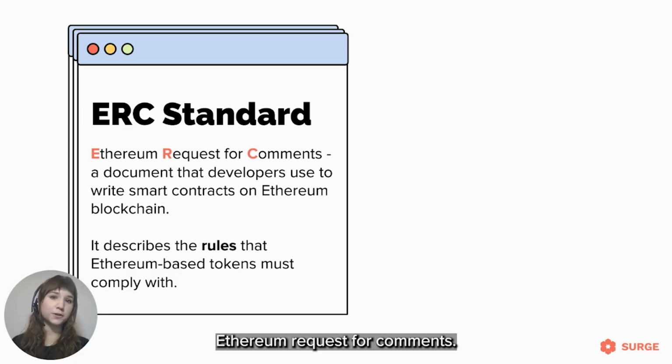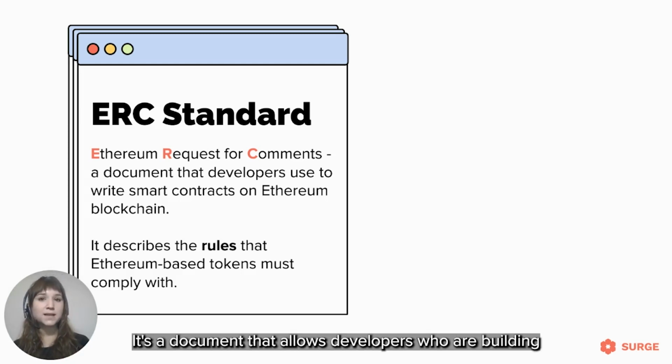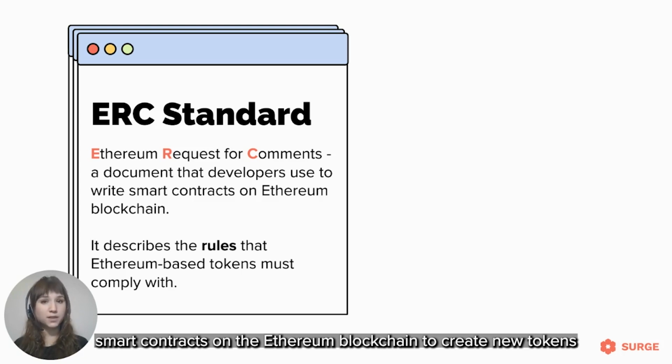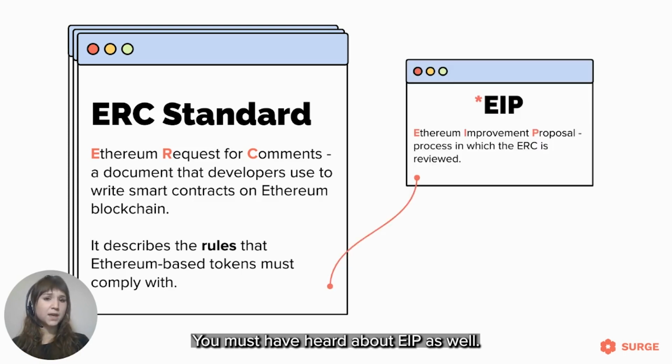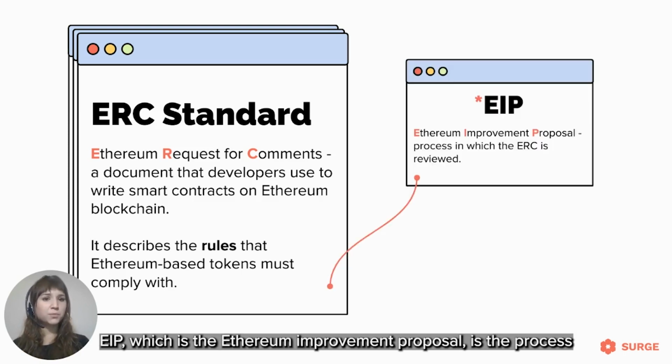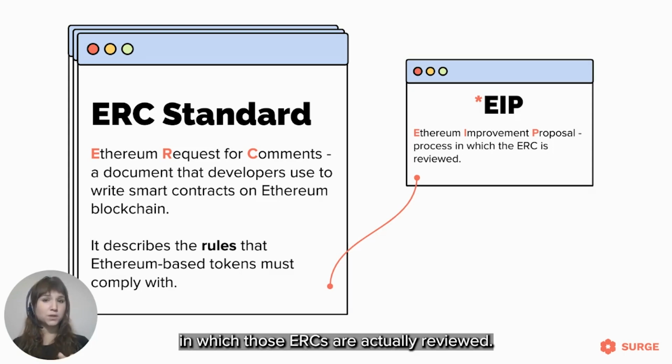Ethereum Request for Comments. It's a document that allows developers who are building smart contracts on the Ethereum blockchain to create new tokens that have to follow a certain set of rules. You must have heard about EIP as well. EIP, which is the Ethereum Improvement Proposal, is the process in which those ERCs are actually reviewed.